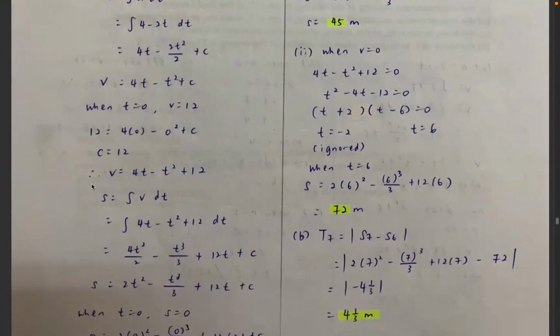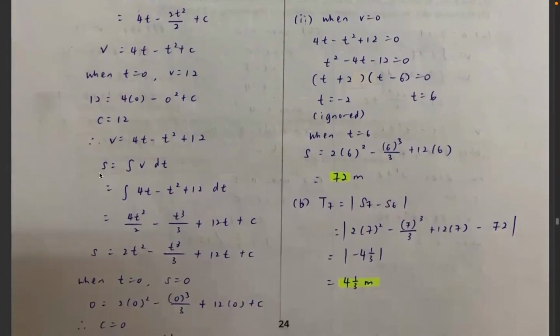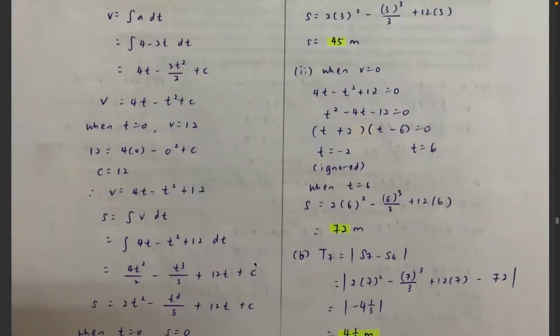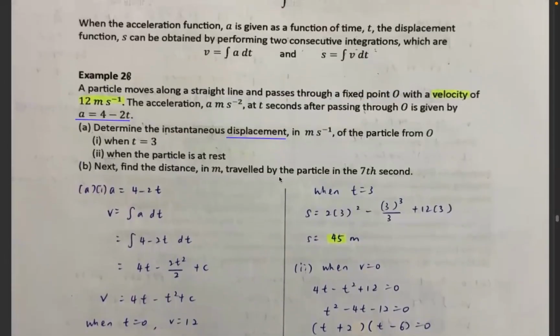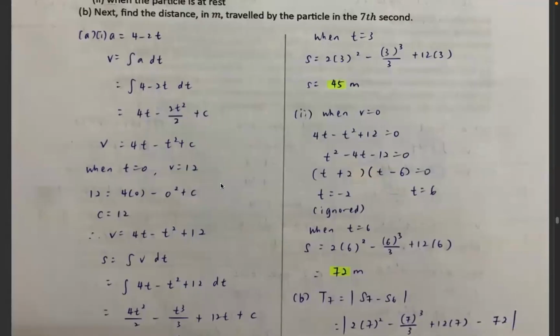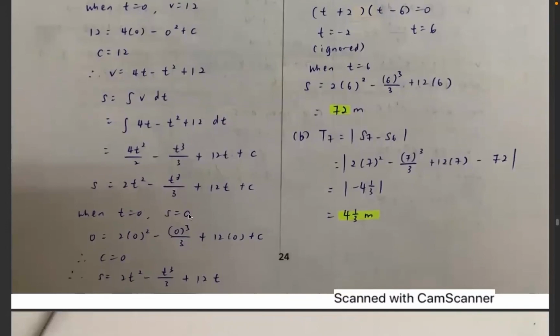And our purpose here is to find the displacement function. So we have to do integration one more time. s equals integrate v dt. After we integrate, we have a plus c at the back also. So let's check the first sentence again. When t equals 0, s equals 0. So we substitute. When t equals 0, s equals 0. So we have c equals 0. So finally, we have the displacement function, s equals 2t squared minus t to the power 3 over 3 plus 12t.